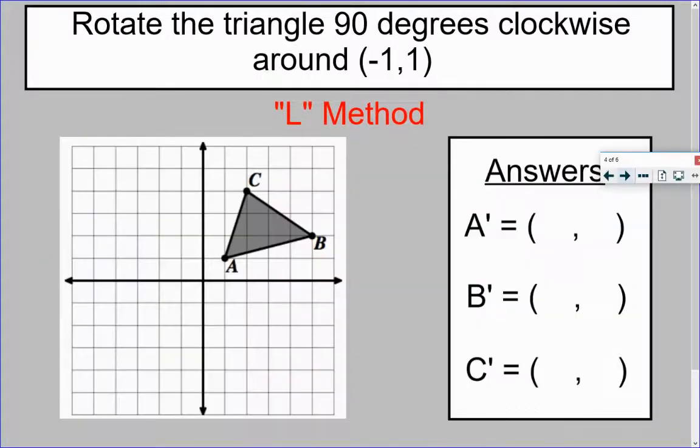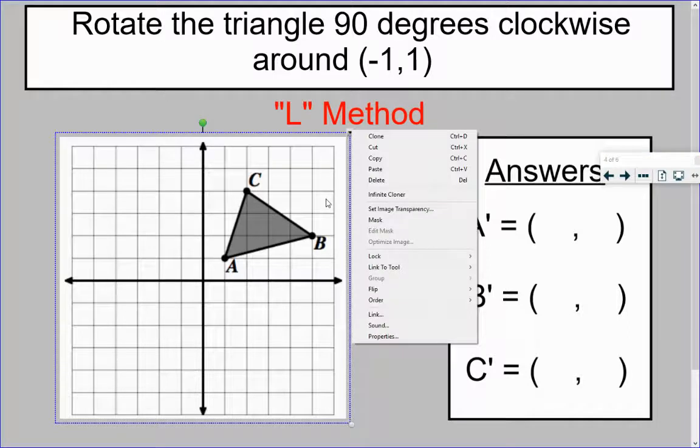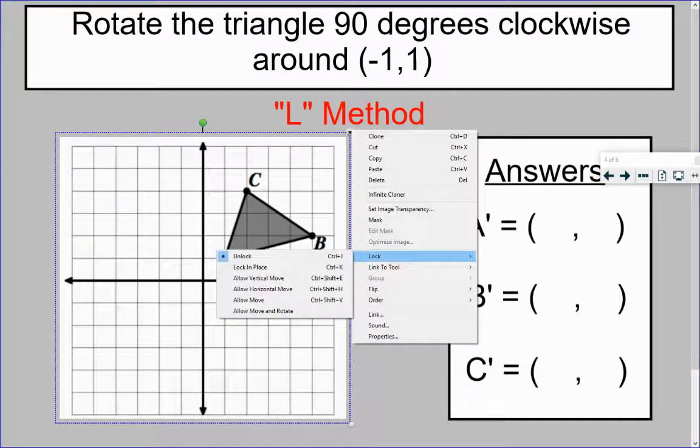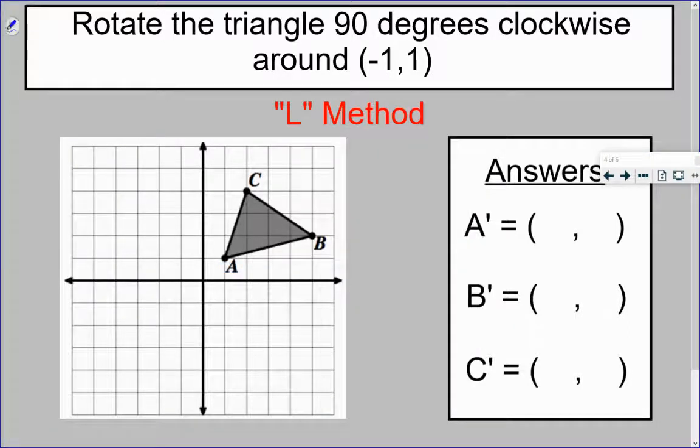Okay, what happens when you want to rotate around a point that is not 0, 0? Well, this is when I think the L method is the best. I don't know if this is locked, so I'm going to lock it in place real quick. I'm going to put my point at -1, 1. So there is my center of rotation now.